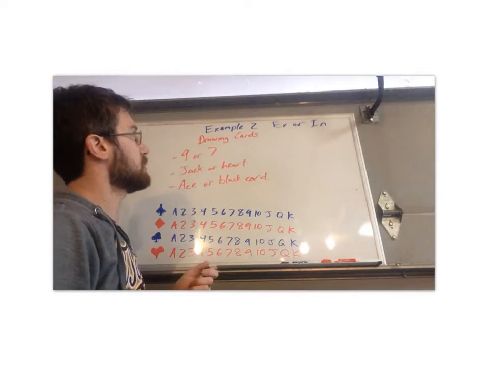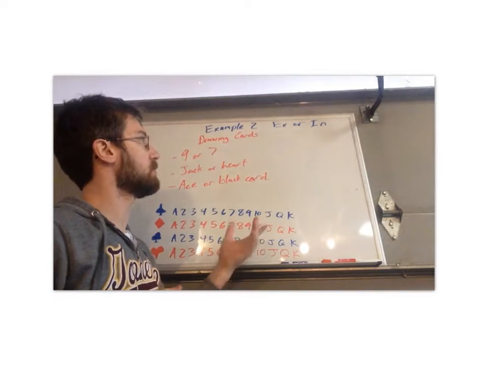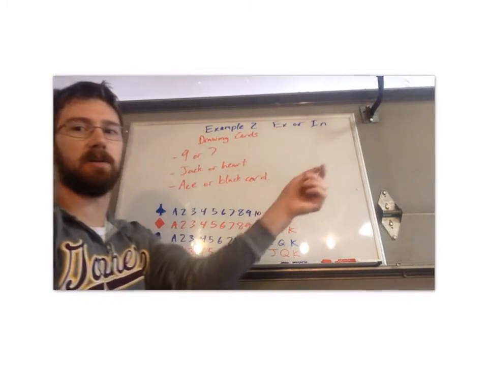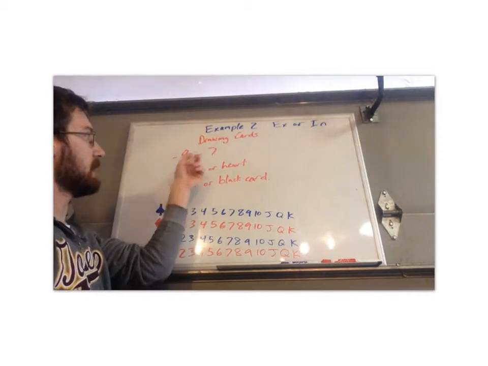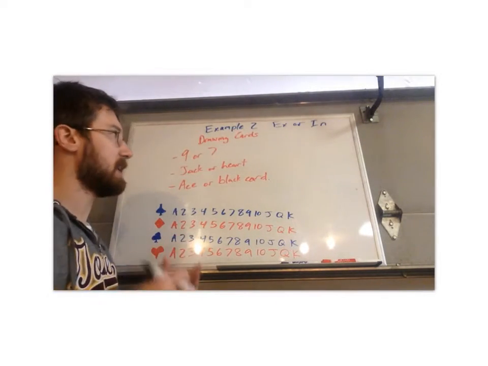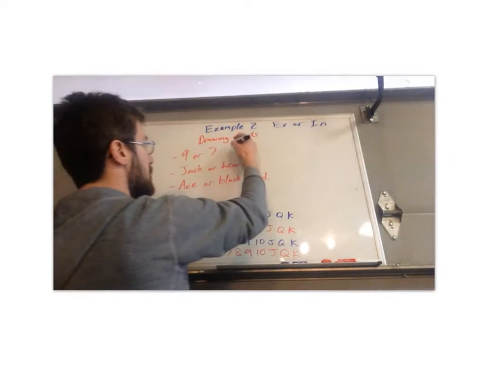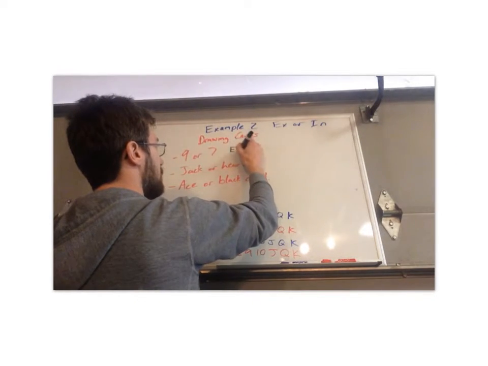Alright, so example 2, now we've got some drawing cards. We want to know again, is it exclusive or inclusive, and then what is the probability? So drawing a 9 or a 7, it can't be both a 9 or a 7 at the same time, so this is an exclusive event.